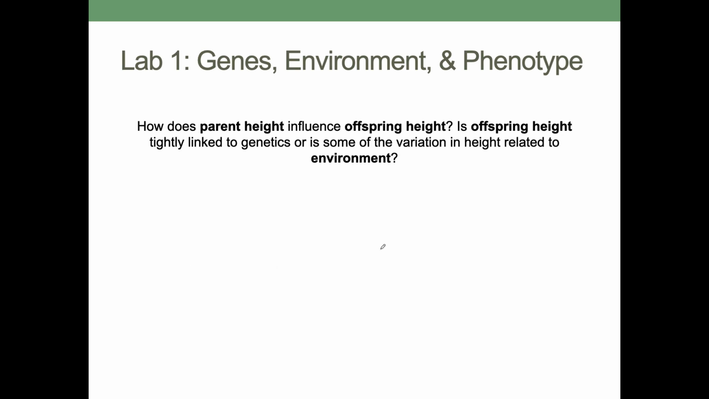Okay, so let's break down that first question. How does parent height influence offspring height? And what's the impact of the environment? So we have like 3 things right here: parent height, offspring height, and environment.